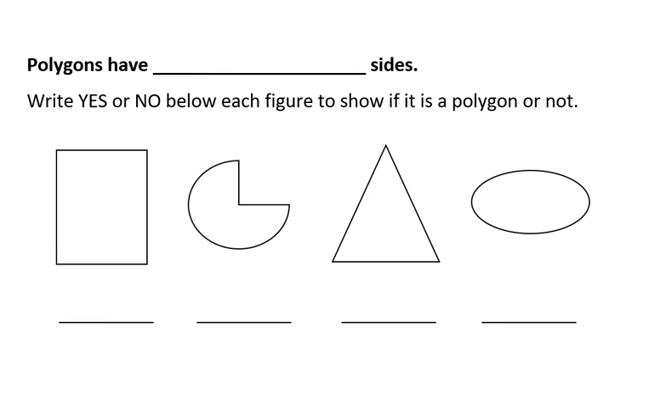Another attribute of a polygon is that it has to have straight sides. So we'll show that in the blank, and then again we'll look at the figures and decide if they're polygons or not. So this first shape is a closed figure. It has straight sides, so yes, it is a polygon.